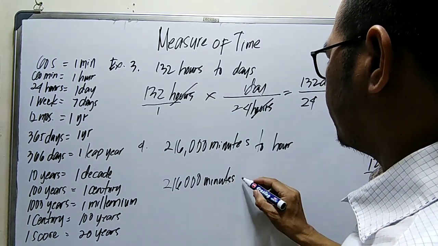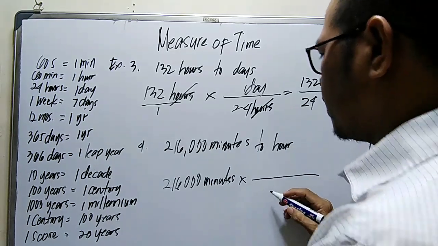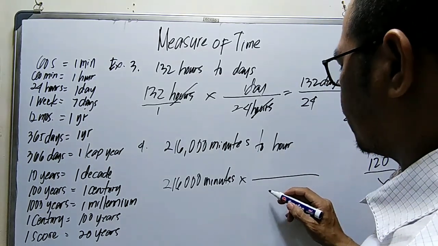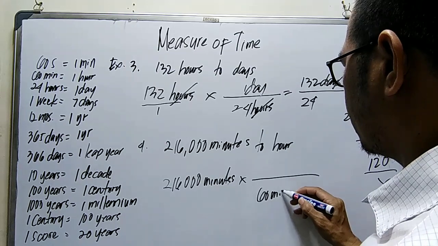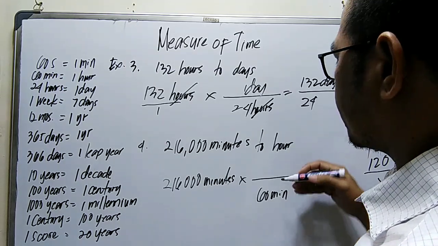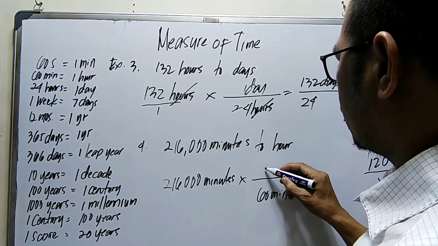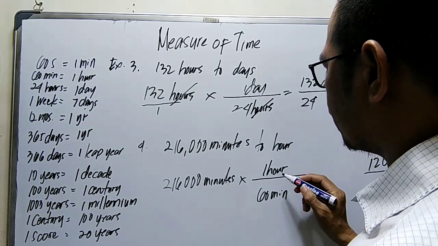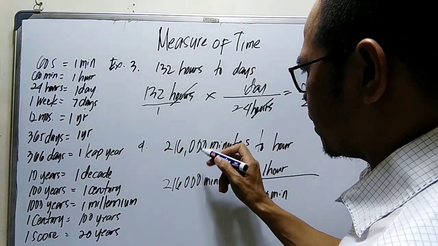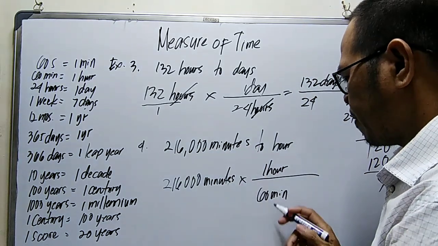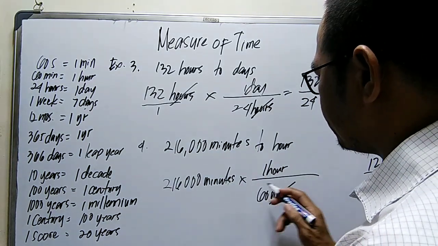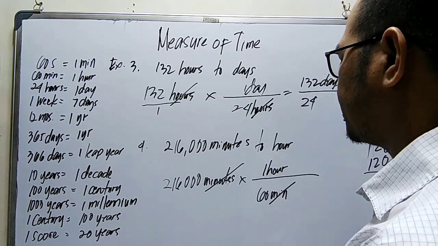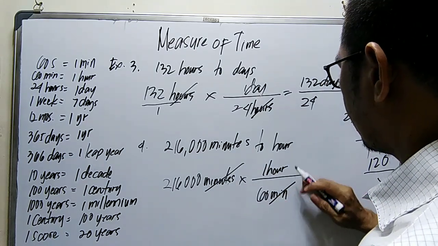Okay? Then, multiply natin yan. Dito sa denominator, dapat minutes. So, 60 minutes dito. Okay? And then, dito sa numerator, 1 hour. Kasi, gagawin nating hour itong 216,000 minutes. Pagkatapos, i-cancel na natin yan, si minutes. Okay, na-cancel na.